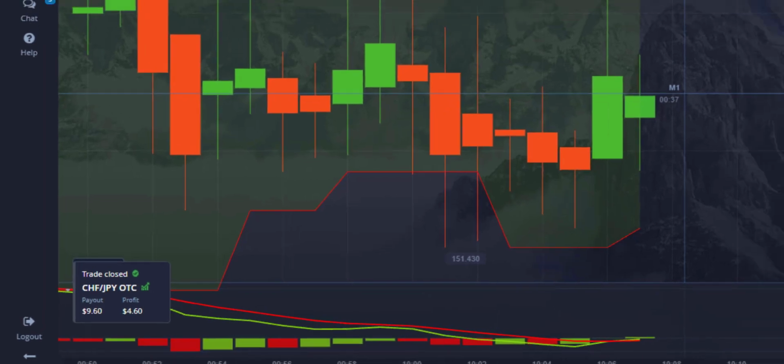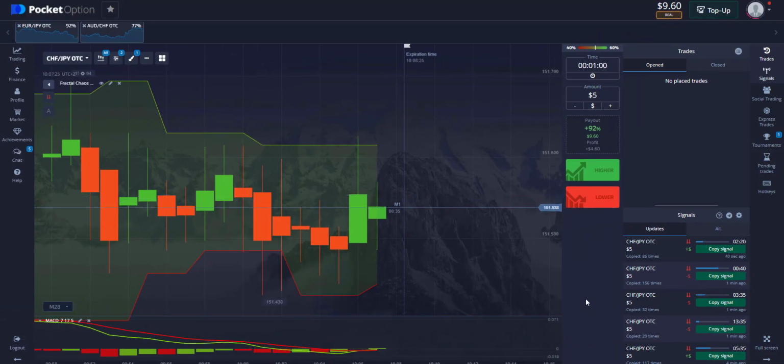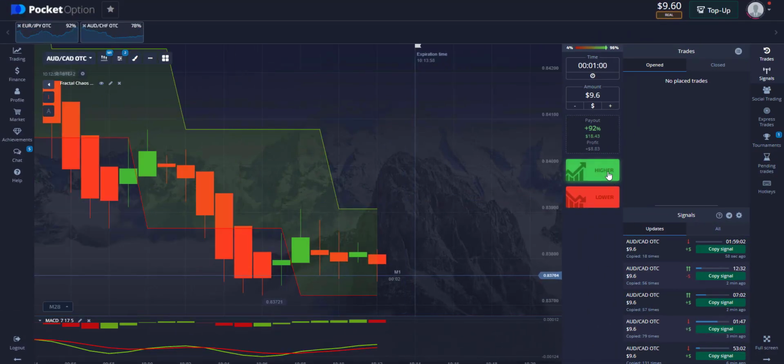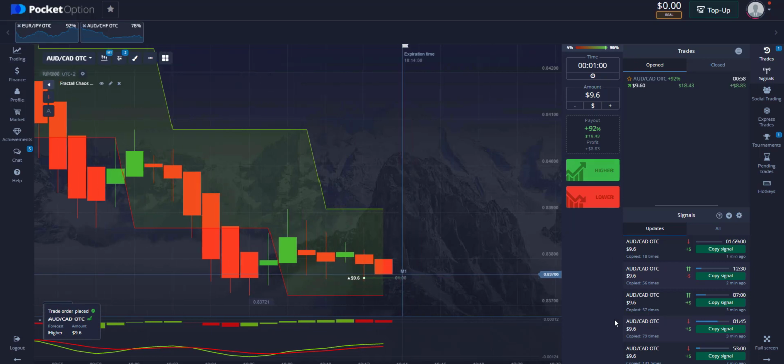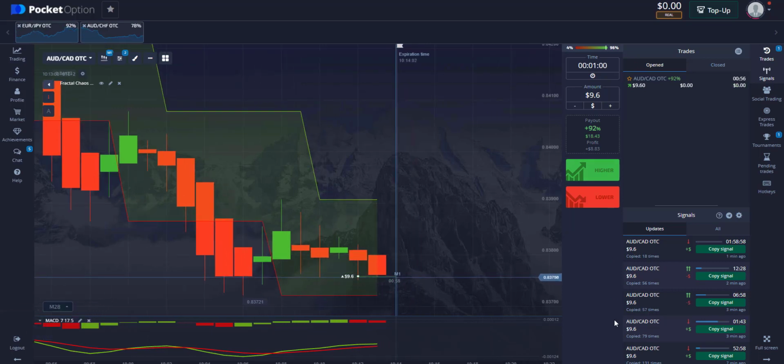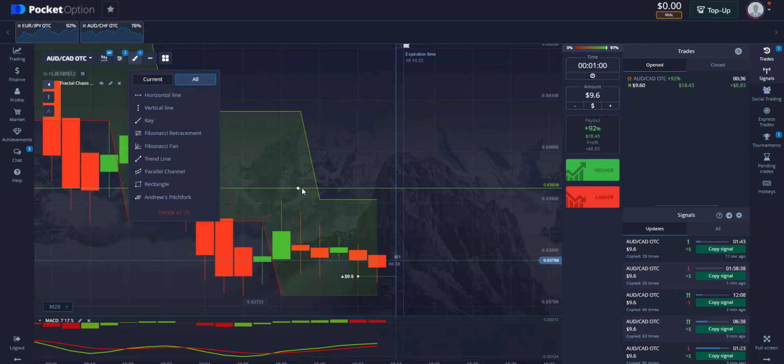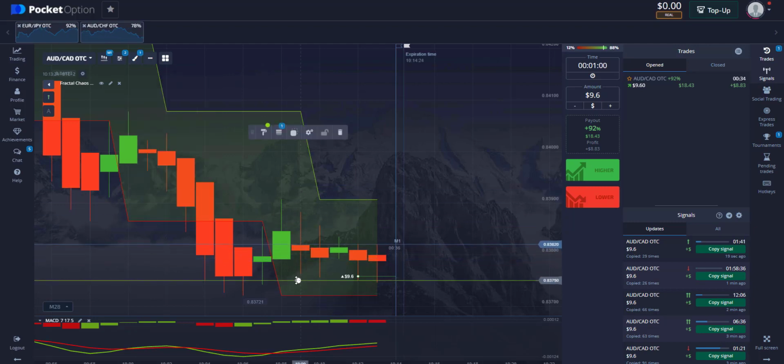Trades closed successfully and now we have $9.60. Here I got trades higher because we have a strong bottom in the market and the candles will bounce from the bottom to the top. You can see the bottom that I drew from here. The candles will rebound to higher.